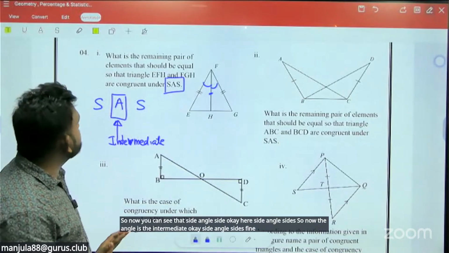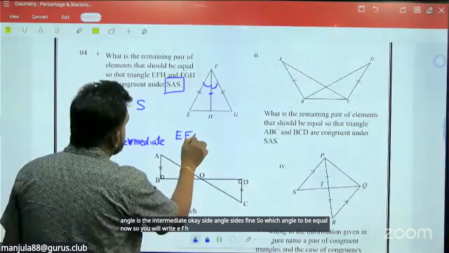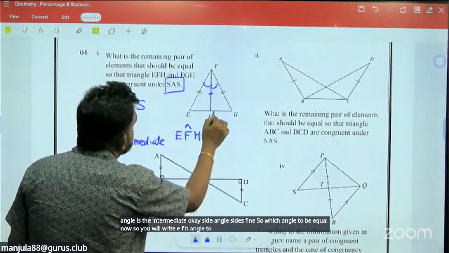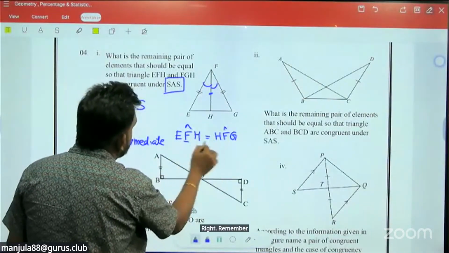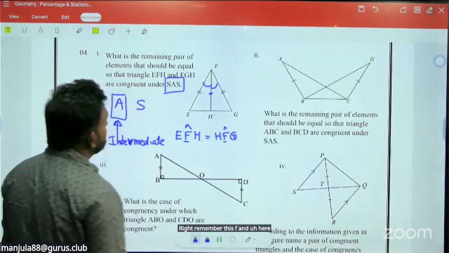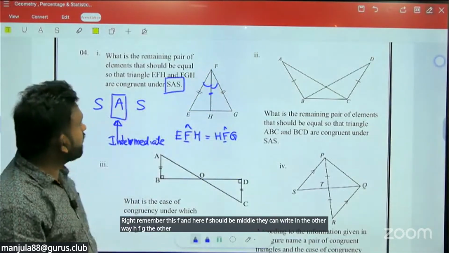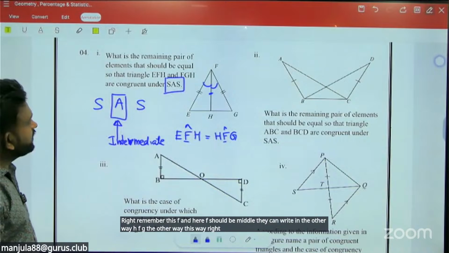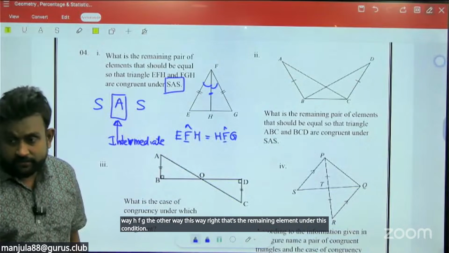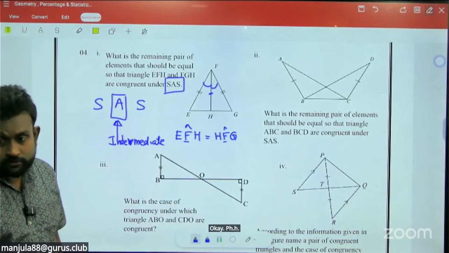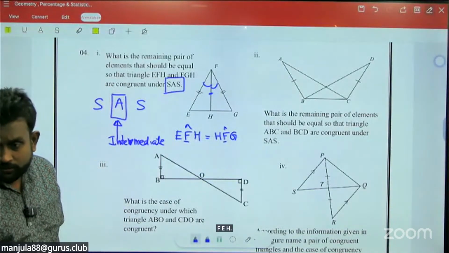Right. So which angle should be equal now? You will write angle EFH to be equal to angle HFG. Remember this F and here F should be in the middle. You can also write HFG the other way, this way, right? That's the remaining element under this condition. Okay, FEH and FGH can also be taken?